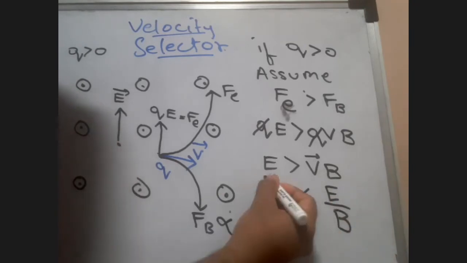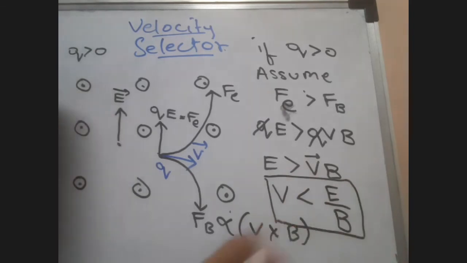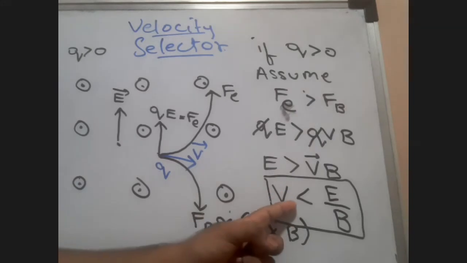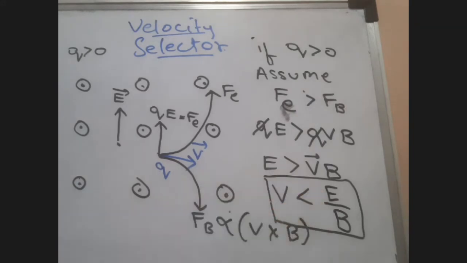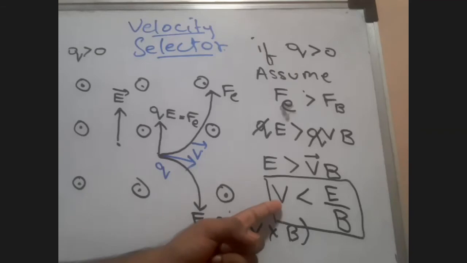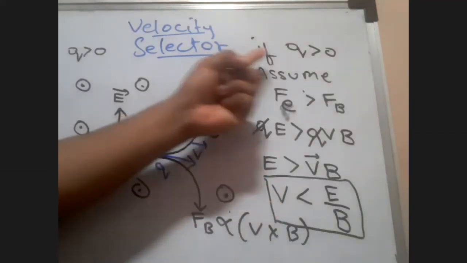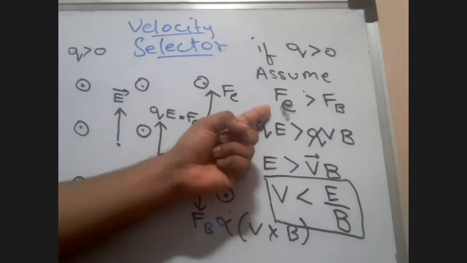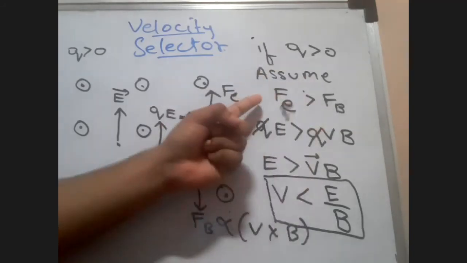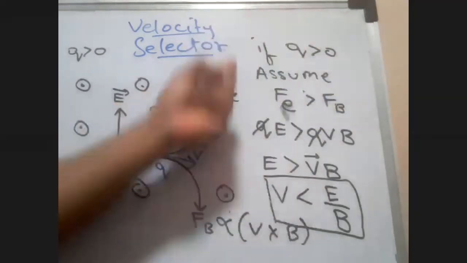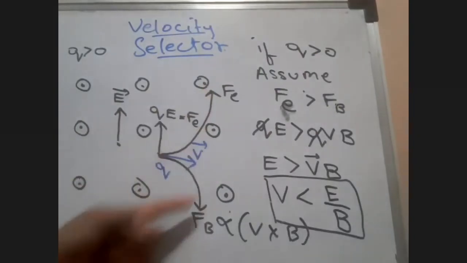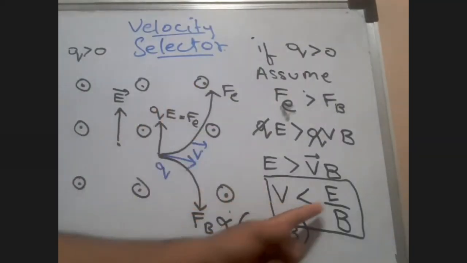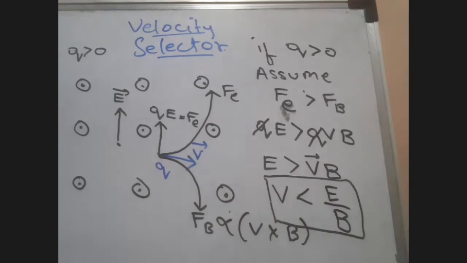So this is our first expression. This expression is telling you that the velocity is smaller than the ratio of electric field and magnetic field. And what have we assumed here, students? Look here, that q is greater than 0 and the electric force, the electrostatic force, is greater than the magnetic force. So when my electric force is greater than the magnetic force, my velocity will be less than the ratio of electric field upon magnetic field.